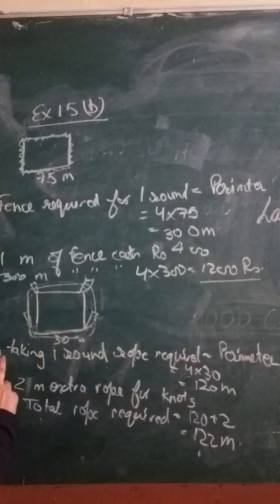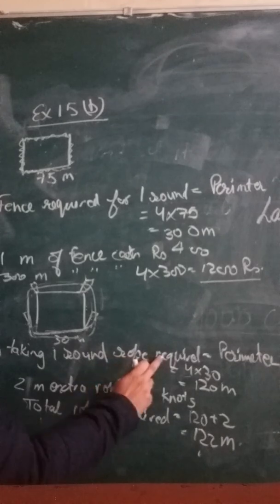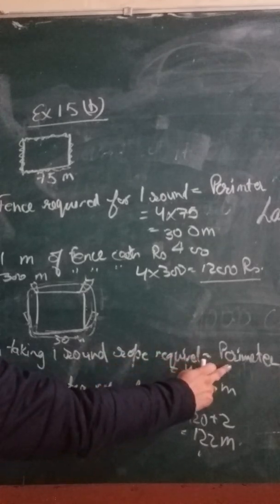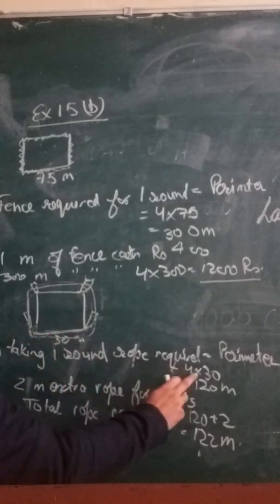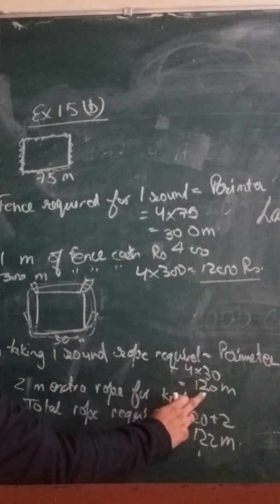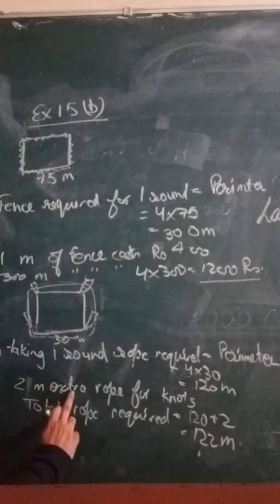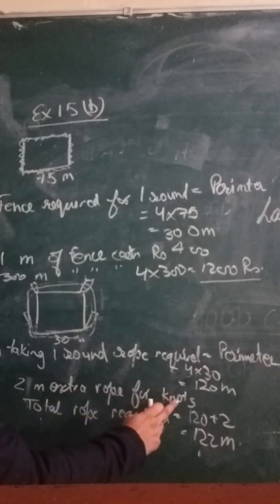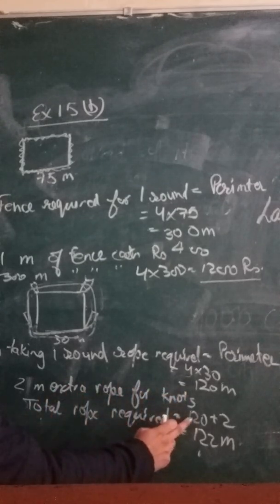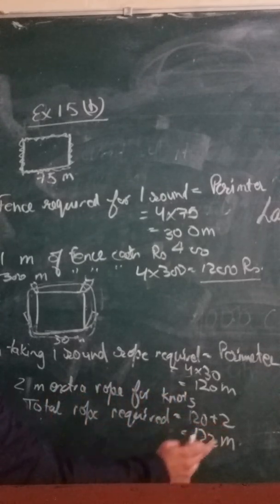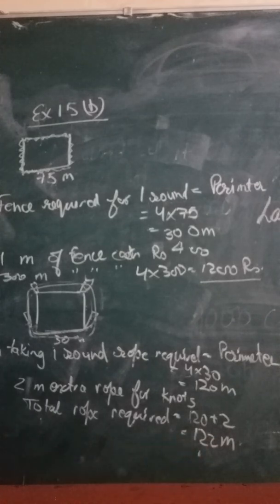So let's find out, in taking one round, rope required is the perimeter. What is the perimeter? It's in the square shape, so 4 into side. That gives you 120 meter. 2 meter extra rope for knots. For tying the knots, 2 meter extra is being used. So total rope required is 120 plus 2 gives you 122 meter. Okay?